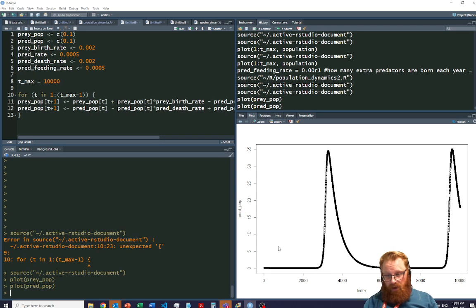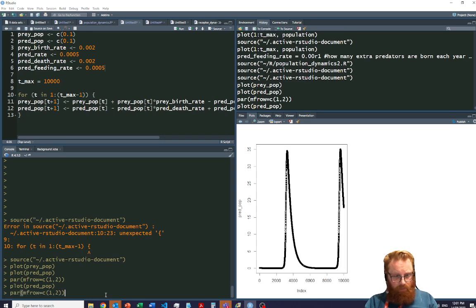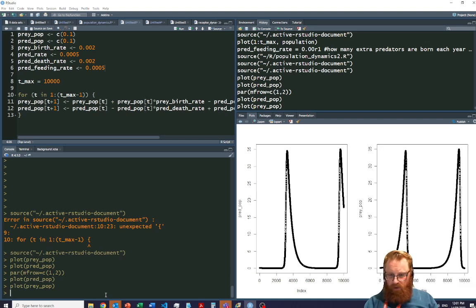Isn't that bizarre? Okay. Now, what I can do is a little graph for you, and you don't need to know how I'm doing this, but I'm going to go par mfrow equals c, and I want a 1 by 2, and then I plot the pred population and plot the prey population, and there we see them side by side.